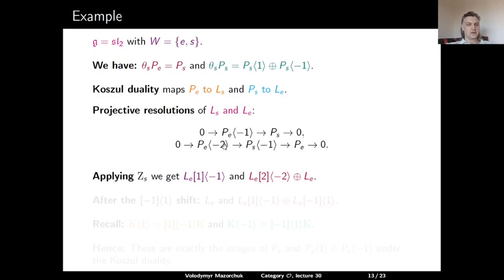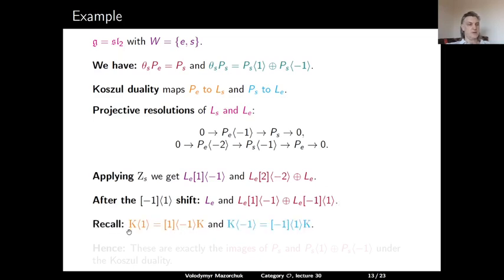Applying Zuckerman to the second resolution, we get LE in the 0, 0 place, and also LE in the place minus 2, 2. So we get this module. Now, after the adjustment by 1 and minus 1, so this is the length of S, we get LE in the first case, and LE shifted by 1 and minus 1 plus LE shifted by minus 1 and 1 in the second case.